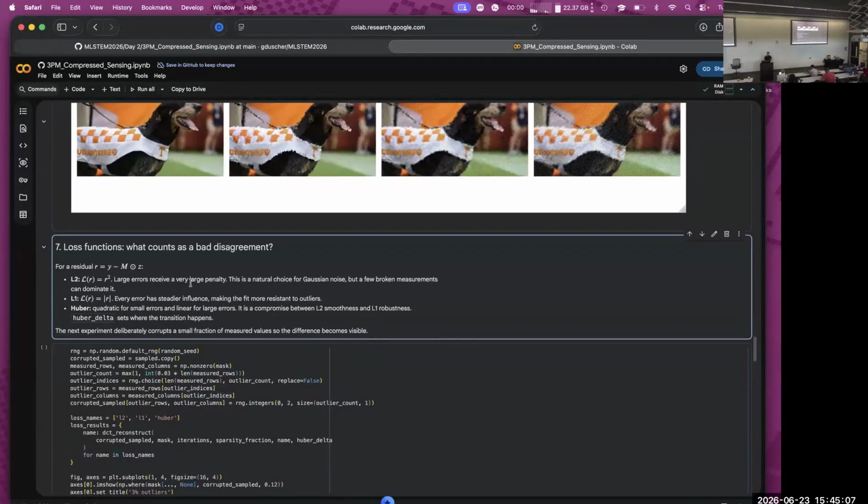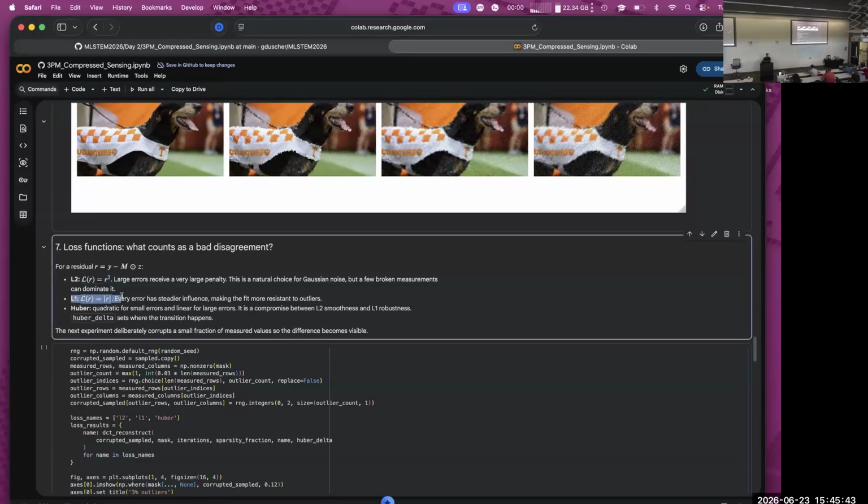So in addition to having multiple choices for reconstruction algorithm, we also get multiple choices in loss function. L2 is the distance from the correct answer to the ground truth, squared. This is sort of like MSE loss. Large errors receive a very large penalty, so it's a good choice for image reconstructions where you know that the noise is just sort of Gaussian background noise, but it can be really misleading. Just a few pixels can really change the overall score there.